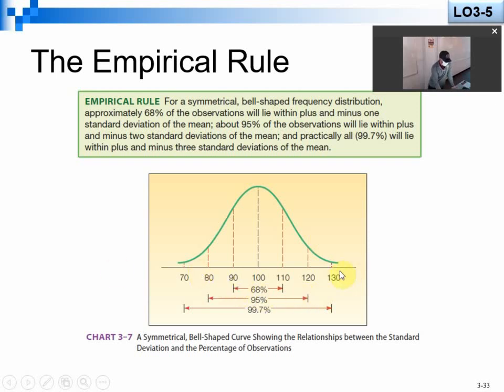So this just gives you some data. The standard deviation here is 10, okay? So it's telling you that 68, or about 2/3 of all data, falls between plus or minus 1 standard deviation, okay? Plus or minus. 95% fall plus or minus 2 standard deviations, and nearly 100% fall between plus or minus 3 standard deviations.